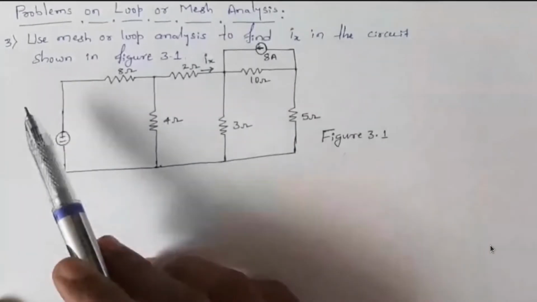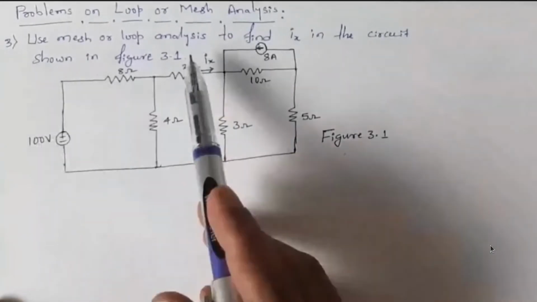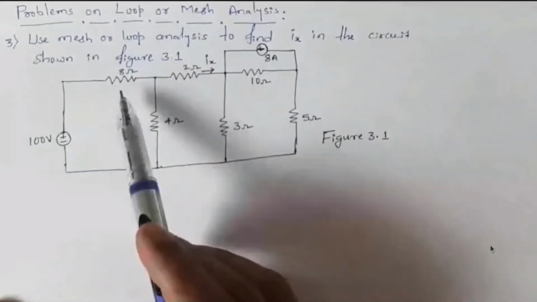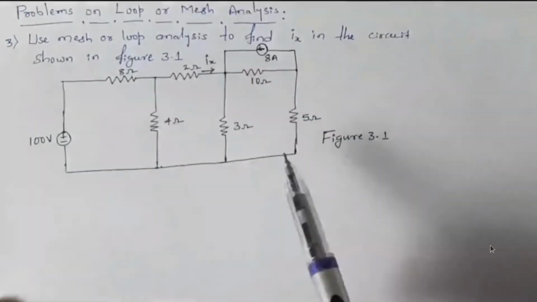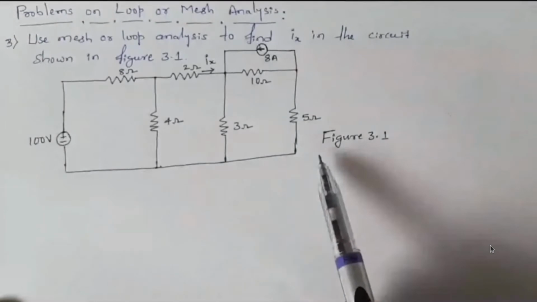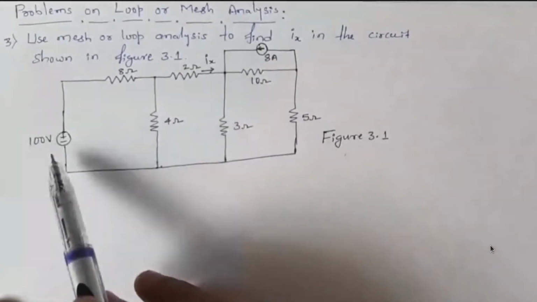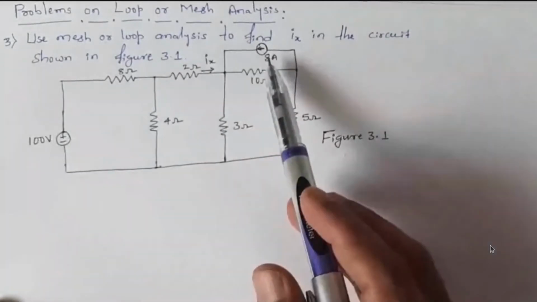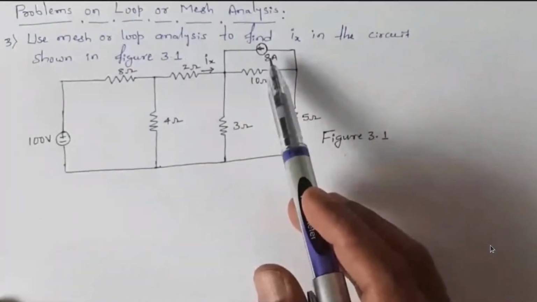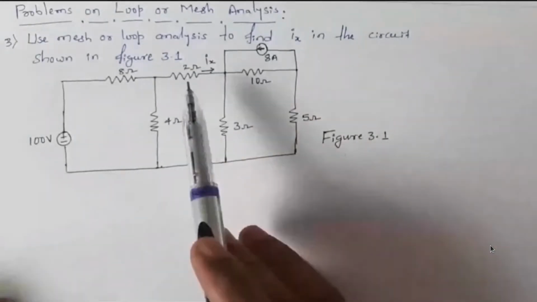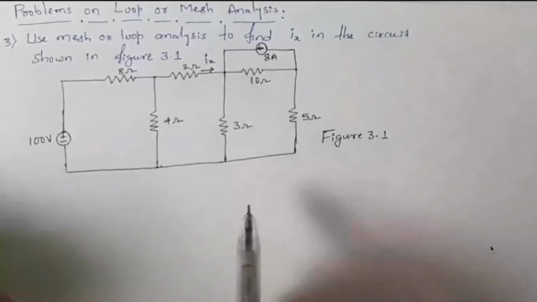The third one is: use mesh or loop analysis to find Ix in the circuit shown in figure 3.1. So dear students, this is figure 3.1 where we have two sources. One is a voltage source of value 100 volts and another one is a current source of value 8 ampere. And this is the current Ix which we are supposed to find through the 2 ohm resistor. So let us start the solution.